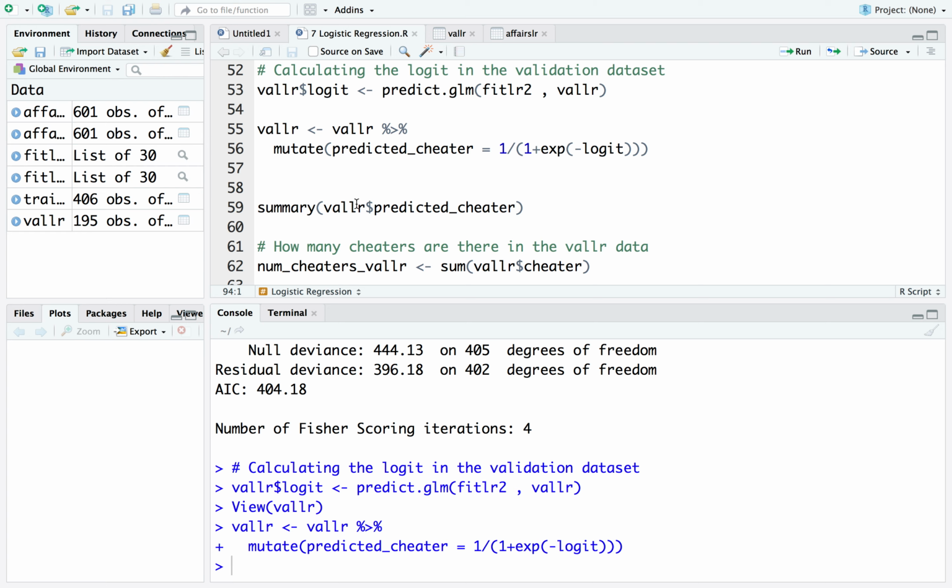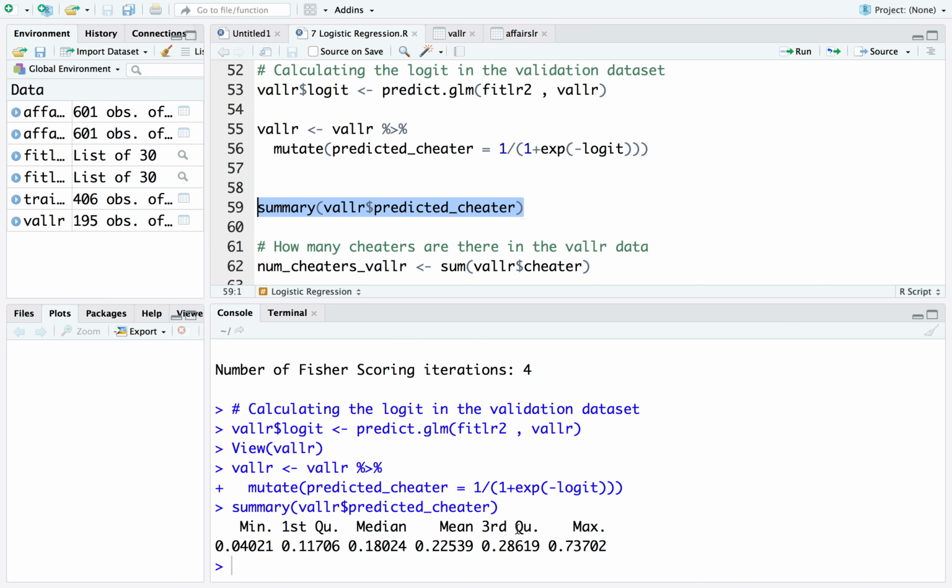Okay, this is what I'm going to do. Let's look at the summary of predicted cheater. The median is 0.18 and the mean is 0.22. Some of you may say that if the middle number is 0.18, anything above 0.18 is a cheater and anything below is not. Well, that means that in this data set, half will be labeled as cheaters and half as non-cheaters.